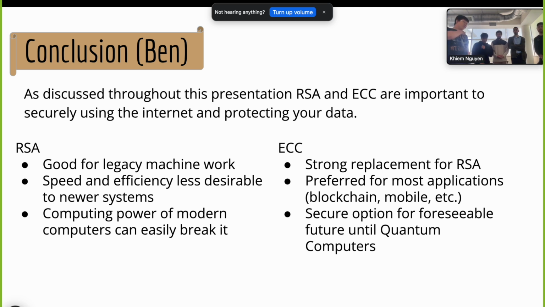So as we discussed throughout this presentation, the two main points of asymmetric encryption are RSA and ECC. RSA is very good for legacy machines that can't compute ECC's complicated backend. The speed and efficiency is a little less desirable to the newer systems because there are so many computers that can break it now, and the high bit count to get security isn't as convenient as it used to be. So a lot of people are switching over to ECC for more secure things that require a fast turnover. ECC is a good alternative for RSA if ECC is able to be used. RSA is still widely used everywhere, but eventually, with quantum computing coming out and getting stronger, ECC will need to change or be replaced by another form of asymmetric encryption.